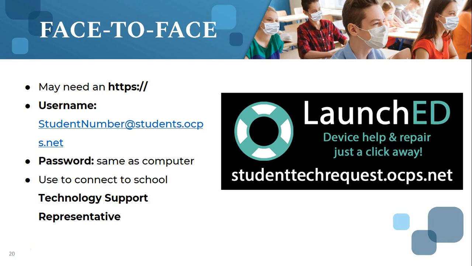If troubleshooting has not been successful and the device has stopped working or is damaged and in need of repair, the student can put in a student tech request using the website on the screen. They can do this from any device. If the student is asked for their username or password, the username is their student number at students.ocps.net, and their password is the same as the one they use to log on to their device.